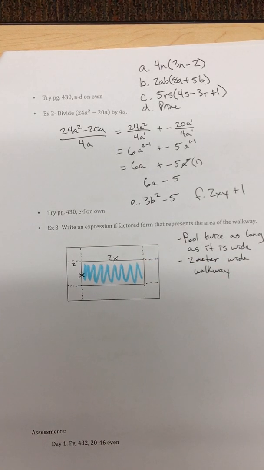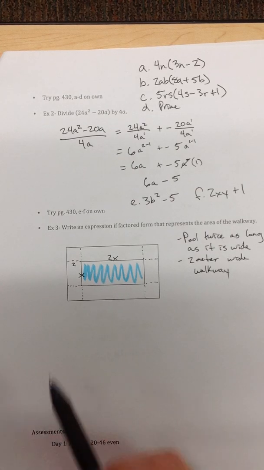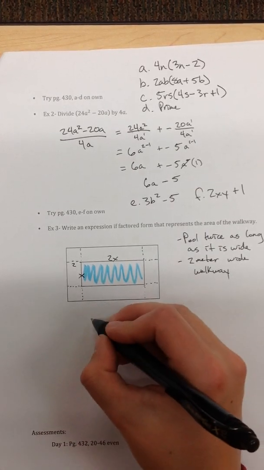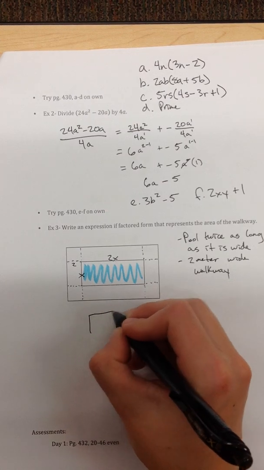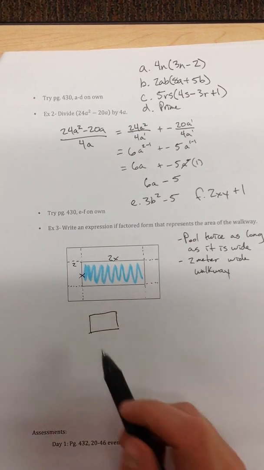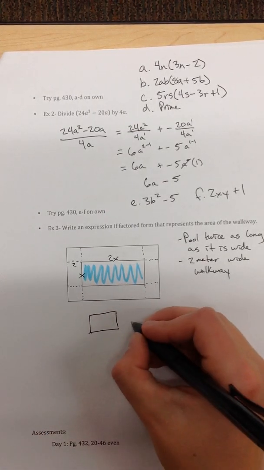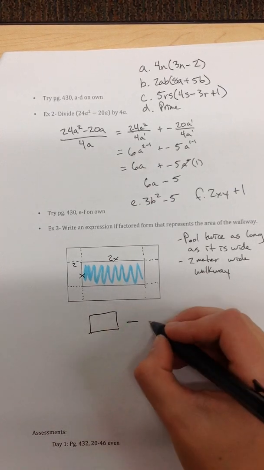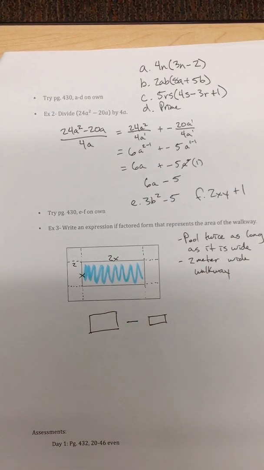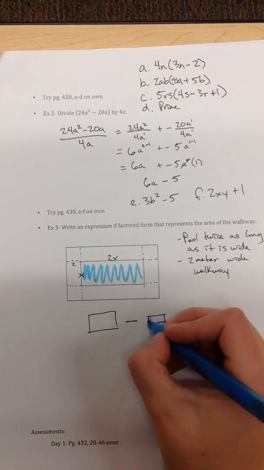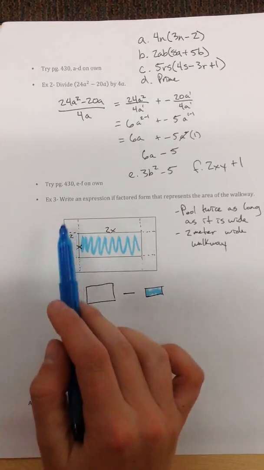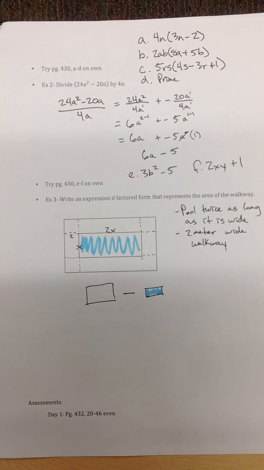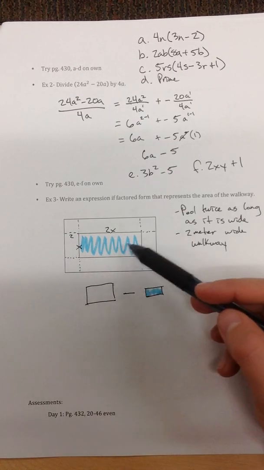So what I'm going to have to think is, I need to figure out my area of, if I think about this as 2 rectangles, the area of my bigger rectangle, and then I need to subtract away my area of the pool, or the smaller rectangle. Make that one blue so you can tell that's the pool. So if I figure out the area of the big rectangle and then subtract away the pool, that'll give me what's left for the walkway. Because I don't want to order too much cement, because I don't want to spend a bunch of money on cement that I don't need to fill in that pool.